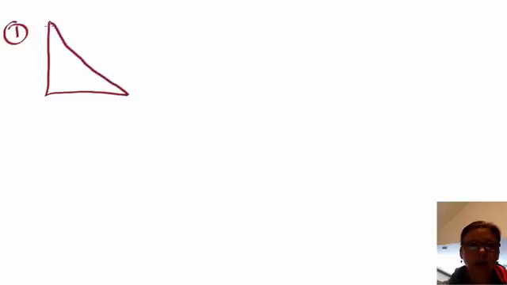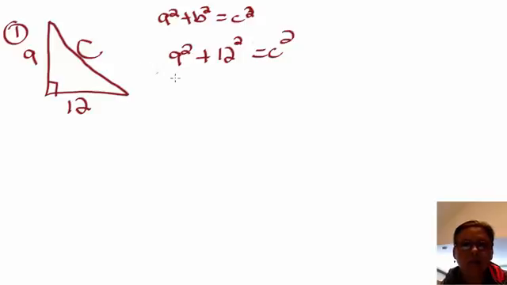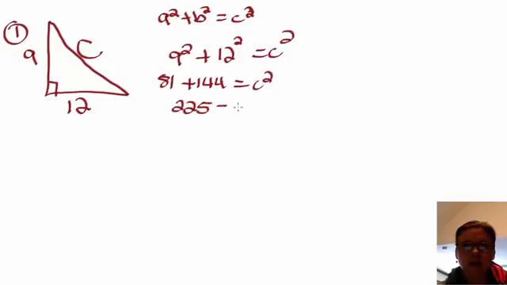Let's do a few examples. If we have a right triangle with legs 9, 12, and then C, and this could be X, it doesn't have to be C, as long as you know you're looking for the hypotenuse. Remember our formula is leg squared plus leg squared equals hypotenuse squared. So this is going to be 9 squared, and it doesn't matter the order because you're adding, plus 12 squared equals C squared. So 81 plus 144 equals C squared. So 225 equals C squared.